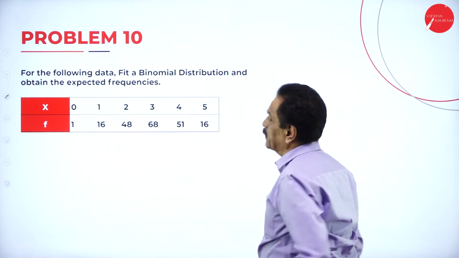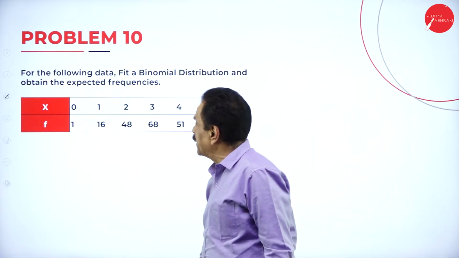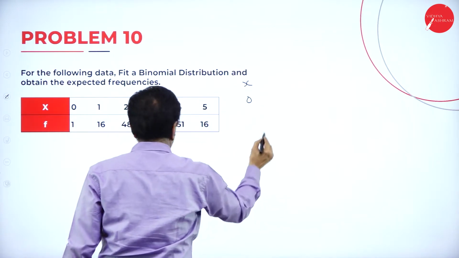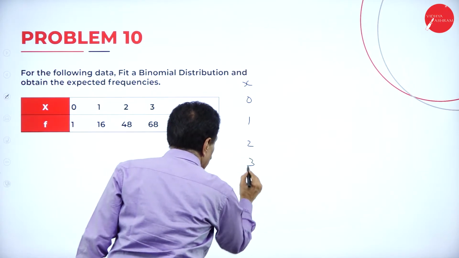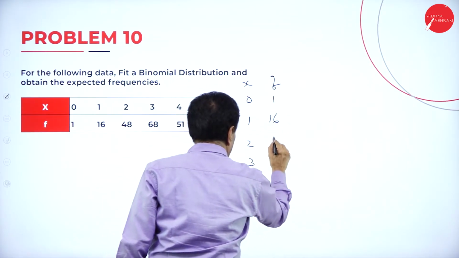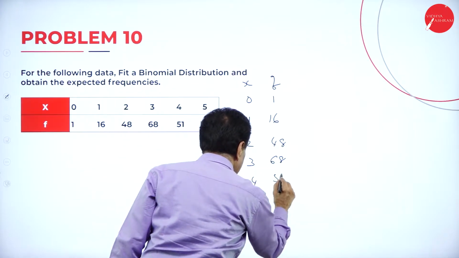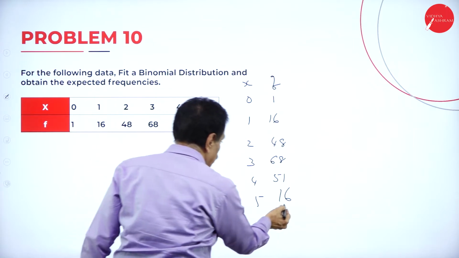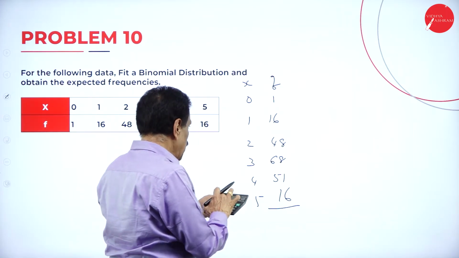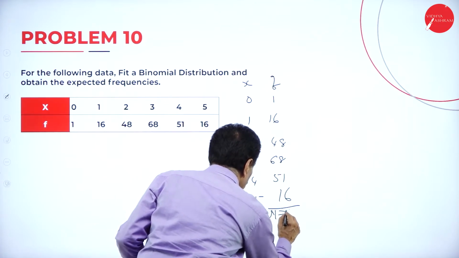This is the problem which will be asked for 10 marks. For the following data, fit a binomial distribution and obtain the expected frequency. First, write the x. X is equal to 0, 1, 2, 3, 4, 5. Frequency 1, 16, 48, 68, 51, 16. First, add the frequency: 1 plus 16 plus 48 plus 68 plus 51 plus 16 is 200. So n is equal to 200.